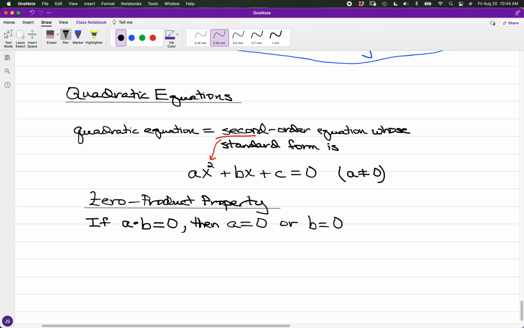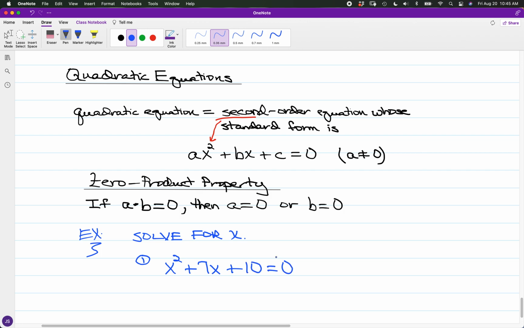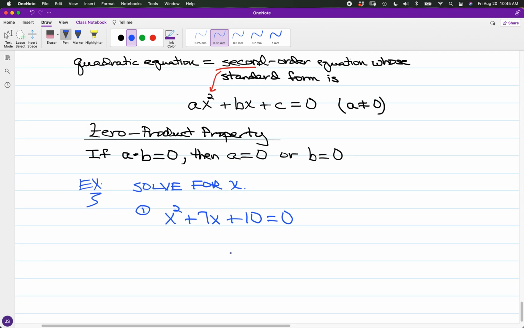And one might say, okay, I see in both of these forms you have equal to 0, but I don't see any x squared or any of that in the a or b. So how do those relate? How does this equation and this property relate? Well, as a case to shed light on the situation, let's say we're solving for x, and we have x squared plus 7x plus 10 is equal to 0.